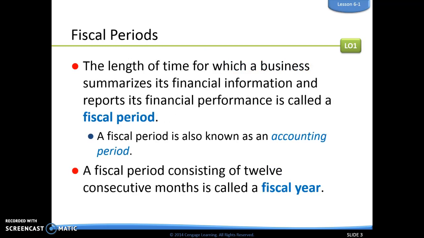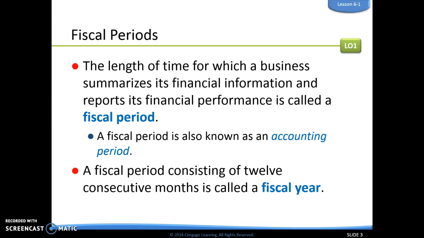So fiscal period is the length of time for which a business summarizes its financial information and reports its financial performance. A lot of times we might call this fiscal period also an accounting period. It means the same thing. A fiscal period consisting of 12 consecutive months would be called a fiscal year. Now, when we talk about those 12 consecutive months, it doesn't have to follow along with a calendar year, so it might not be January through December.